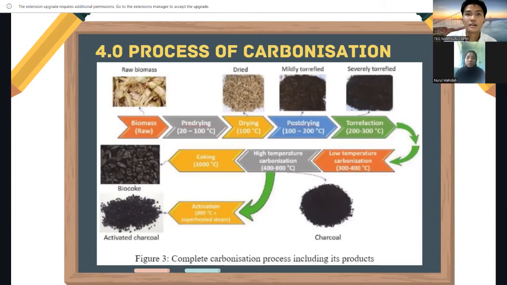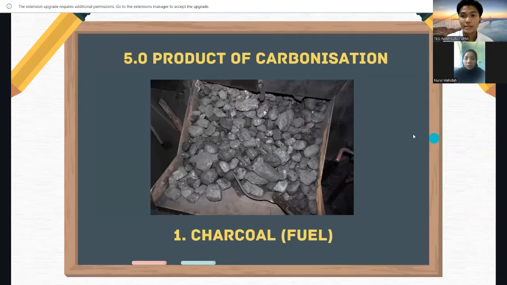The next process is low temperature carbonization, followed by high temperature carbonization, depending on the product we are making. If the purpose is to produce activated carbon for absorption, the heating continues until 800 degrees Celsius in superheated steam to remove the tar. Thus, it will undergo a process known as activation. Then the final step in the process line is cooling. If the product is removed from the reactor right after carbonization ends, it will burn off and ignite, because the reactor's final temperature is much higher than the ignition temperature of the produced charcoal. So it must be cooled first before it is exposed to the oxidative atmosphere. Next, I'll pass to Wahidah to explain the products of carbonization.